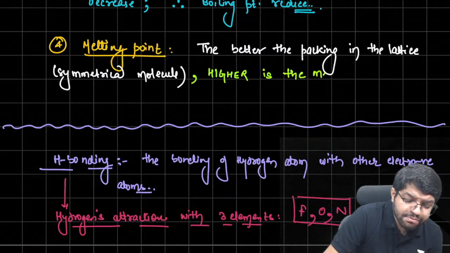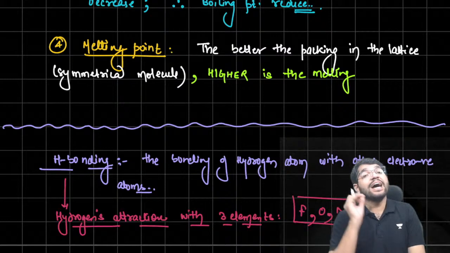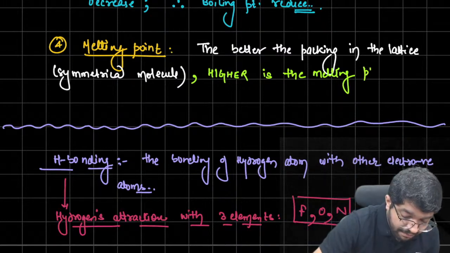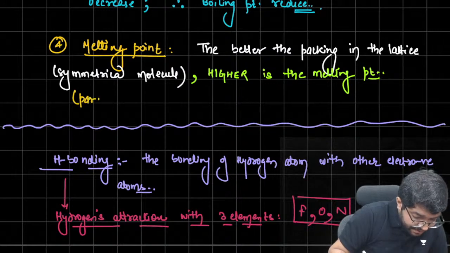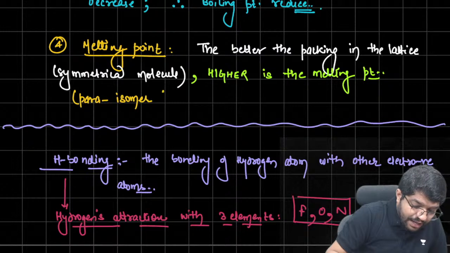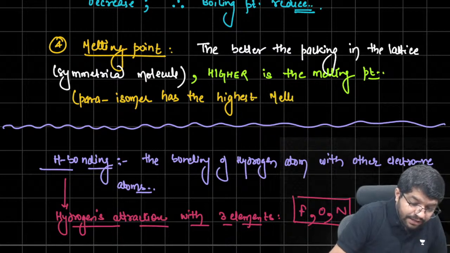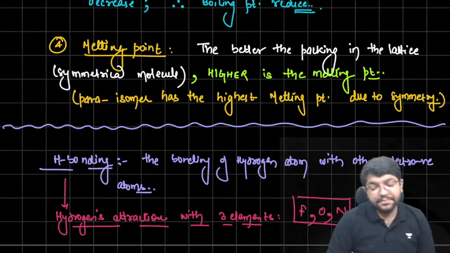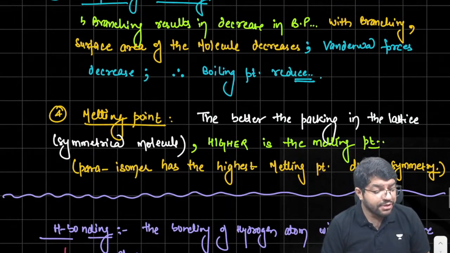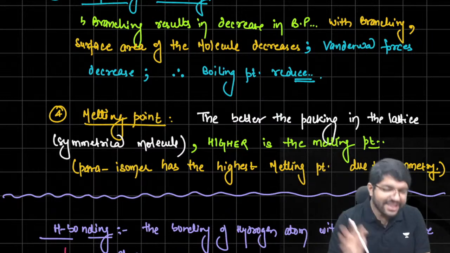This is more pronounced in the case of benzene derivatives, say meta, ortho, and para. The para isomer has the highest melting point due to symmetry. So these are the four physical properties which are common for all the chapters, and they are really important.